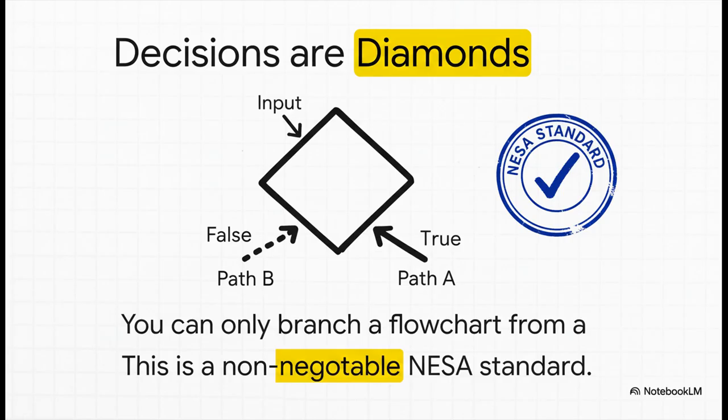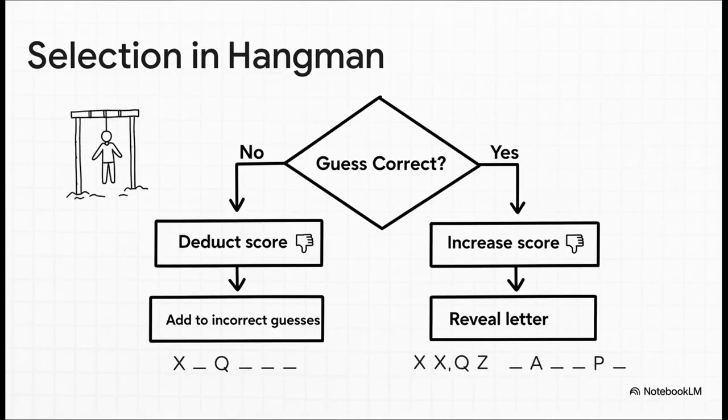No exceptions. This is a NEASA standard, so it's non-negotiable. You gotta get this one right. And you can see this perfectly in our hangman game, right? You're gonna have an if/else check. If the player's guess is correct, then you do a bunch of stuff. Else, if it's wrong, you do a different bunch of stuff. That's selection right there in your project.